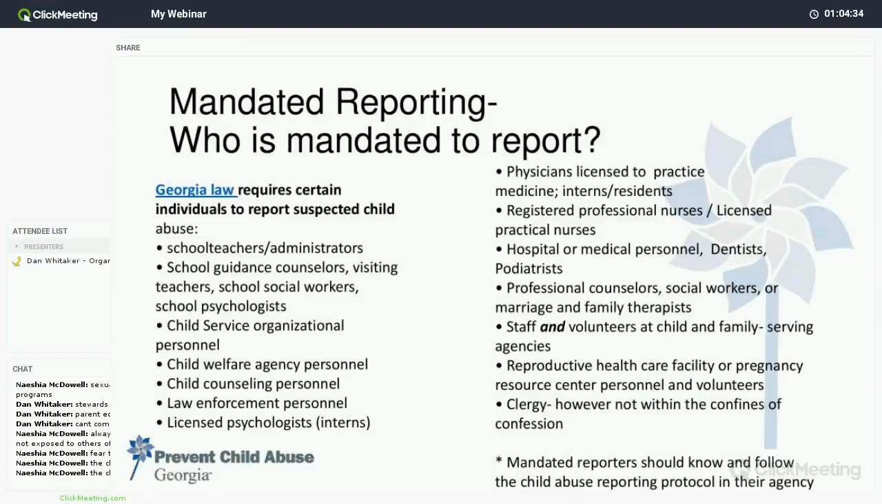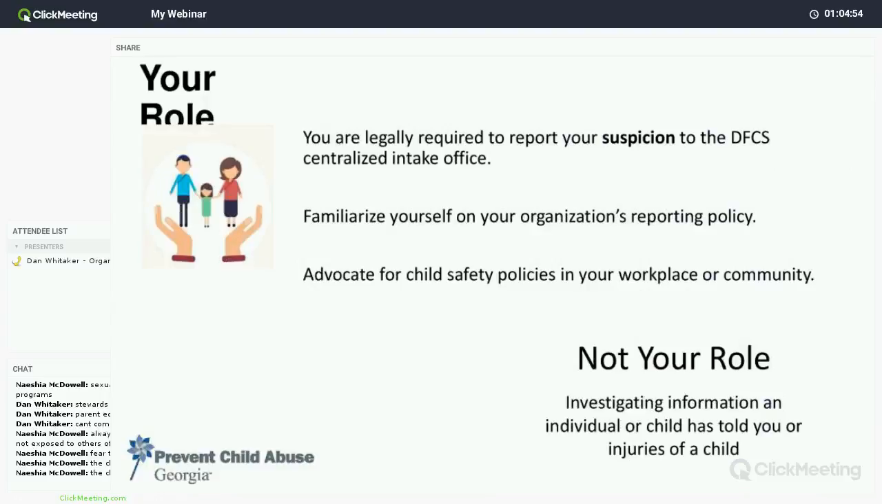Mandated reporters should know and follow the child abuse reporting protocols within their agencies. If your organization doesn't have one, please advocate for one so everyone can be on the same page. Is it the individual making the report or a designated mandated reporter? How do we handle these things? Do we address it as an organization, or what do we do next?